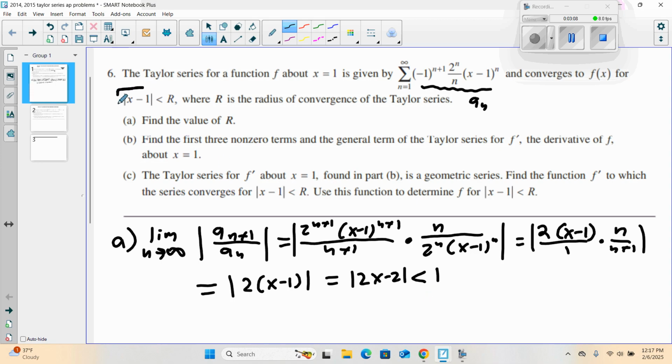So if we look back at what we're trying to find, x minus 1 absolute value is less than r. So we basically want to divide both sides by 2 here and say, okay, that'll give us x minus 1 less than 1/2. And so r must be 1/2. So that's the answer to the question. Find the value of r. r is 1/2.